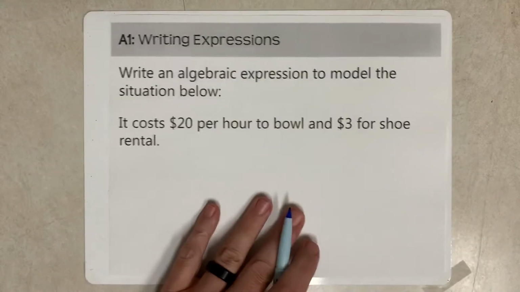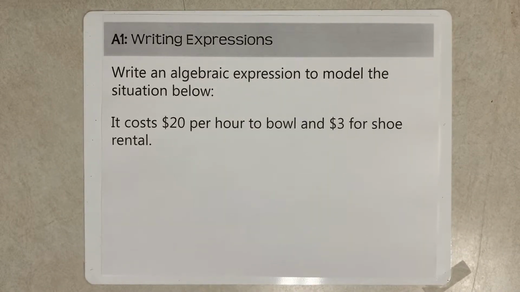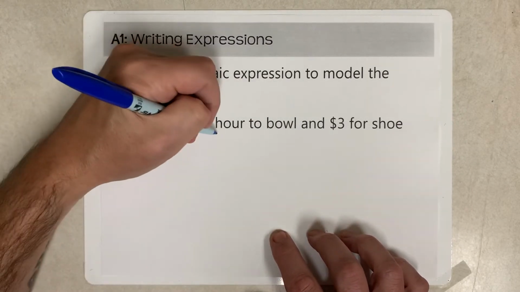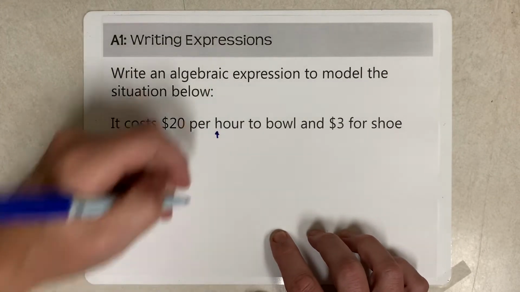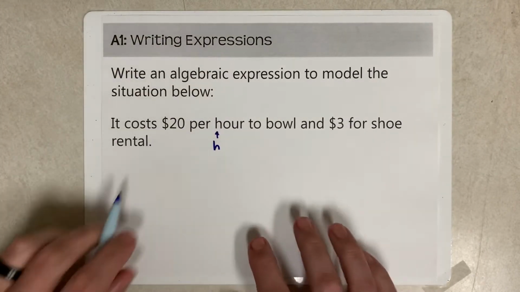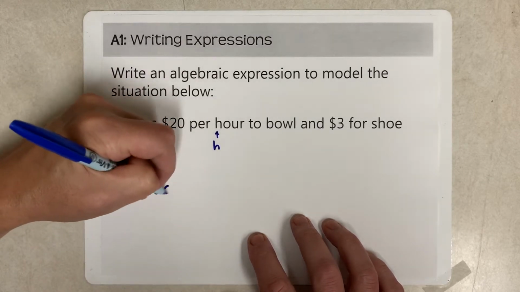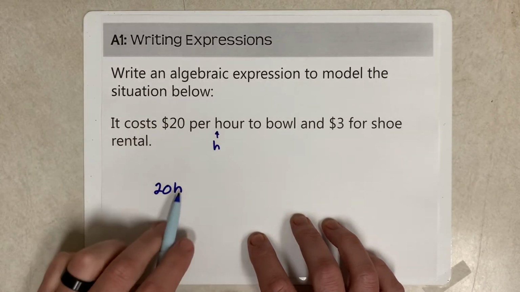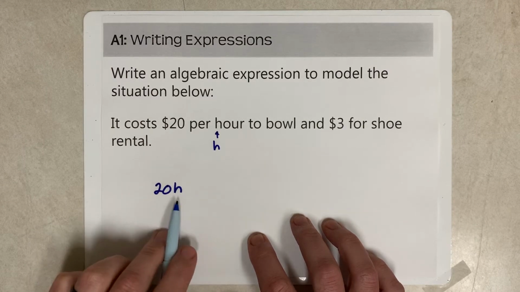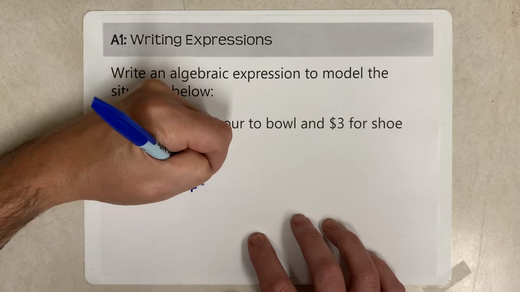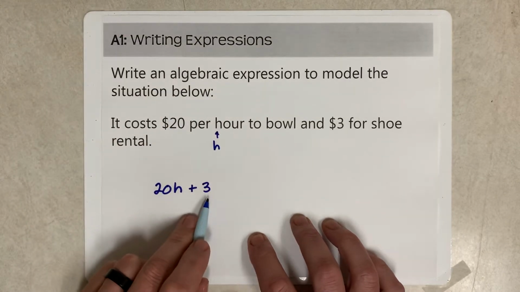All right, this example here says it costs $20 per hour to bowl and $3 for shoe rental. Okay, so let's just use H right here for hours. That makes sense, right? And so it costs $20 per hour, per is a rate, so 20H. And that's the amount of money that you're going to spend for however many hours you bowl. And then you have a $3 shoe rental. We would call that a constant or a flat rate.